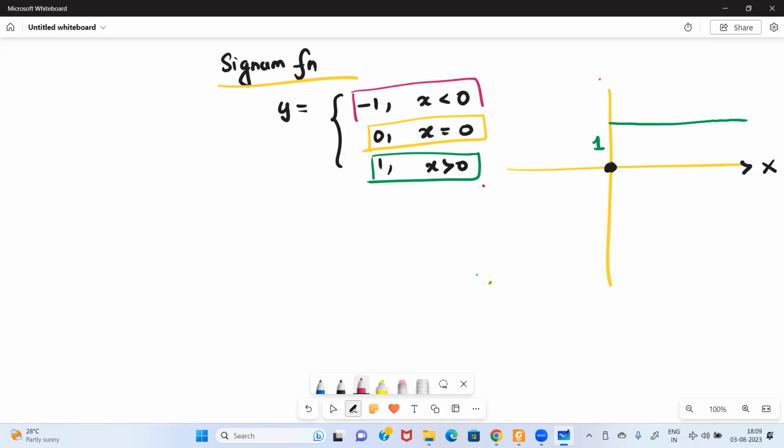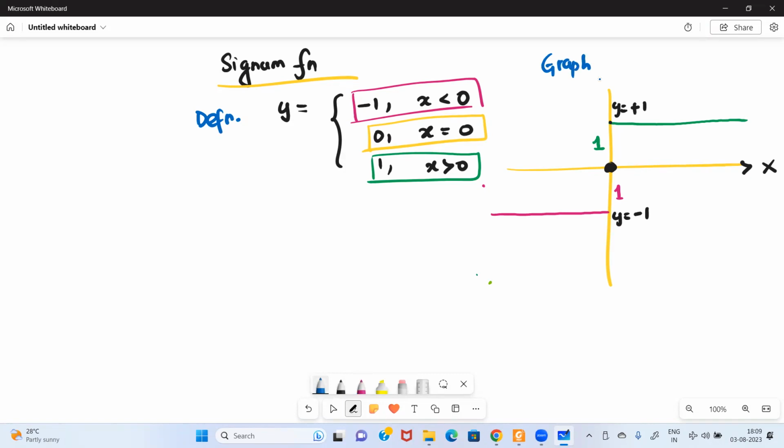When x is less than 0, what is y? Minus 1. So this height is 1, but it is to the negative side of the y-axis, therefore this will be y is equal to minus 1. This is y is equal to plus 1. Are you clear, guys? So definition over, graph over.